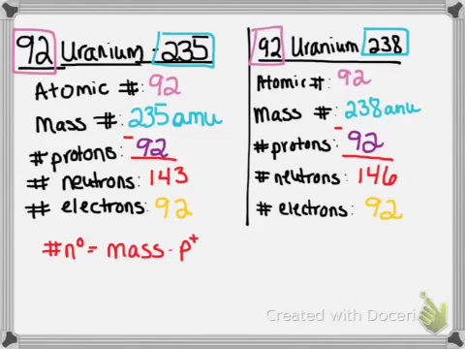And this is how we do these problems. The same thing, it's just that because this element has an isotope, it's still going to be uranium. It's just going to have a different mass number and a different number of neutrons. Everything else, however, is still the same.